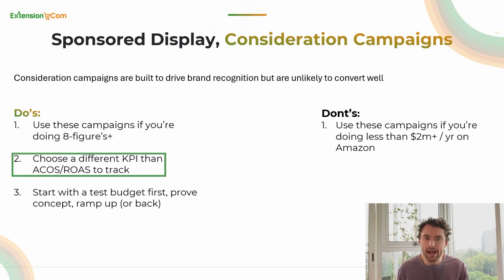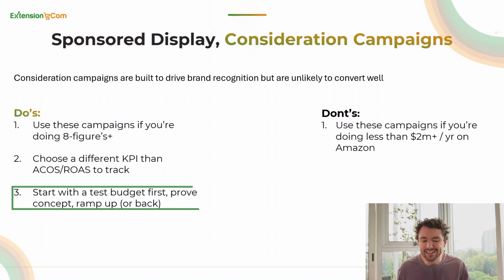And this is done through a high frequency of impressions over a long period of time. And then when they're ready to buy for something within your niche, they just look for you. And in order to prove this out, you need to start with a test budget first, prove concept, see that your NABs does improve over a 30, 60, 90-day period, and then you can ramp it up or back off.